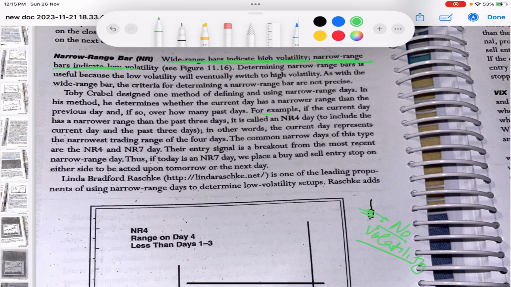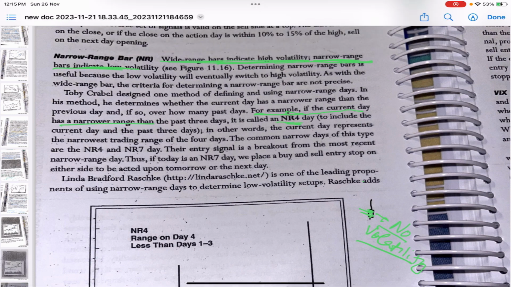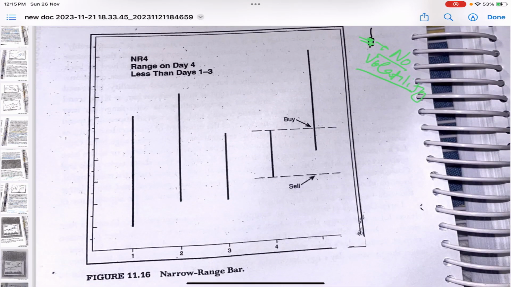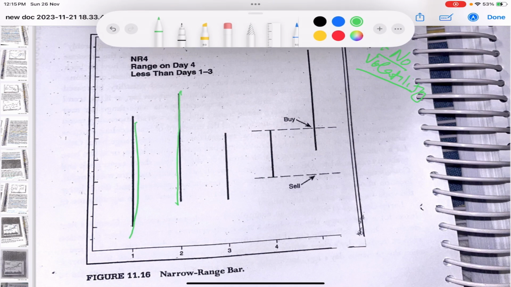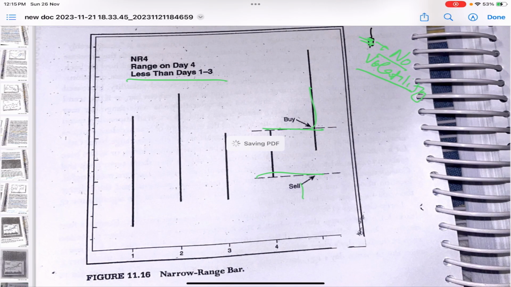Now when we talk about NR4, what is NR4? Let's see it through the picture itself. This is basically narrow range 4. If you look at these particular bars, earlier there were high range bars. Suddenly the range became really small, and again the range became really small. You can see that this is the range of the last 4 days, and the last one became really small. So this is less than the previous 1 to 3 days. So you'll buy above the high and sell below the low. This is what is known as an NR4 bar.